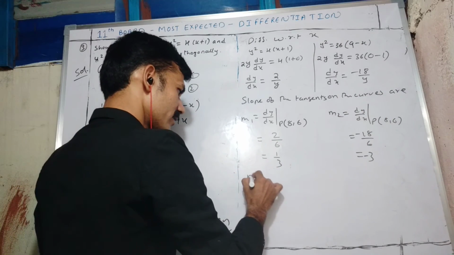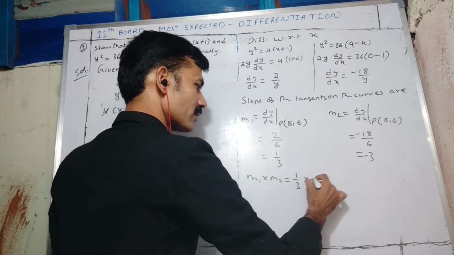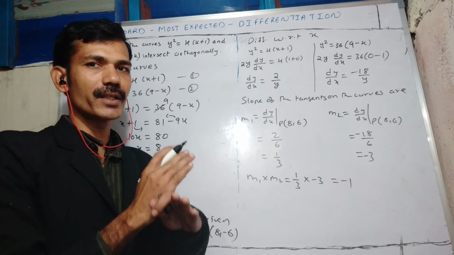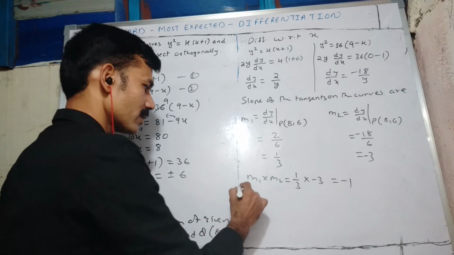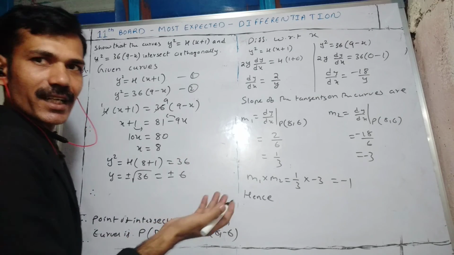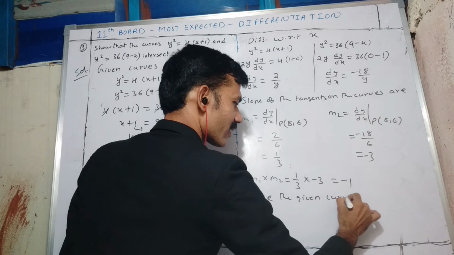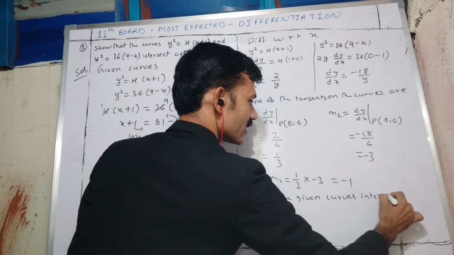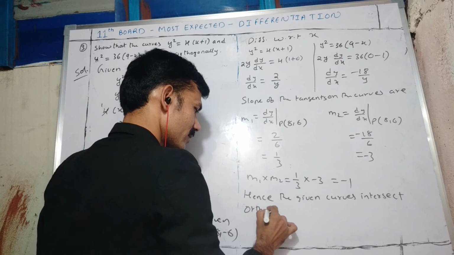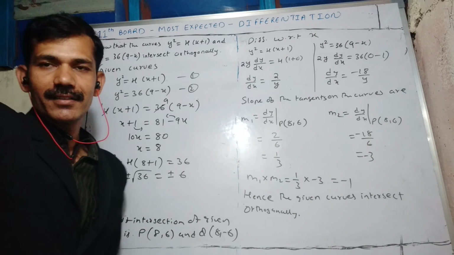Okay, now check the product of the slopes, m1 times m2, 1 by 3 times minus 3, which is minus 1. The product of the slopes is minus 1, which means the tangents are perpendicular to each other. Hence what can you say? The curves intersect orthogonally. Hence the given curves intersect each other orthogonally. Okay. Thanks for watching.